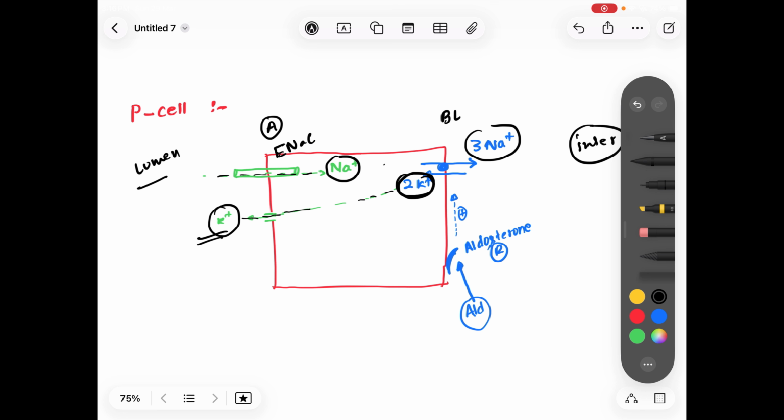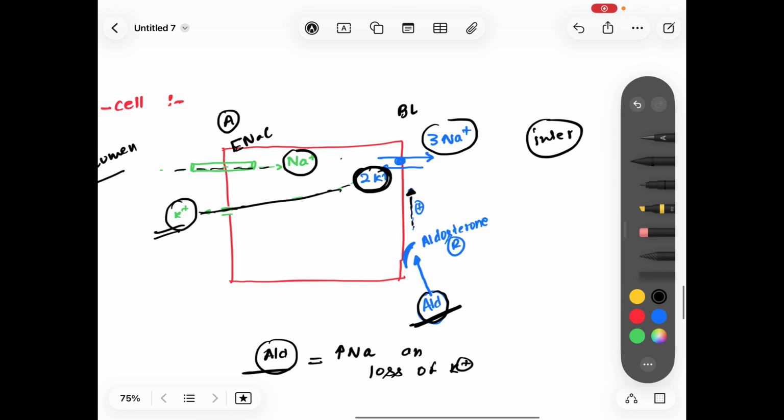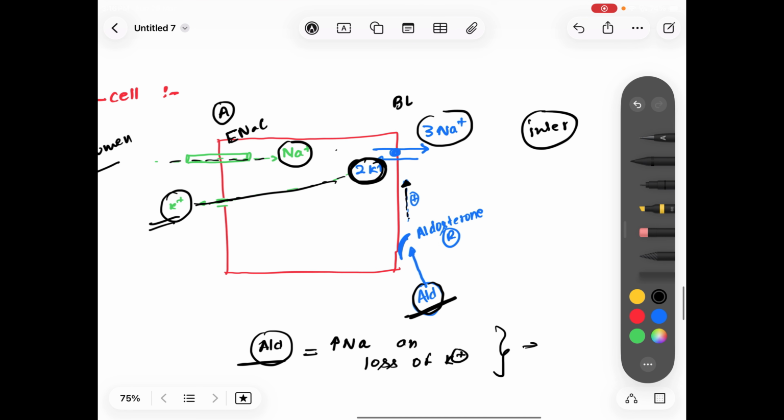One more thing to remember is that there is a receptor of aldosterone in this part of the nephron, the P cell, which increases the function of this sodium potassium ATPase. So overall, aldosterone causes more reabsorption of sodium and loss of potassium, loss of K+. So it will cause hypernatremia and hypokalemia.